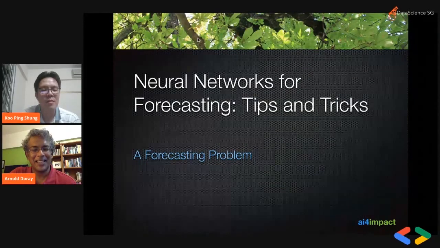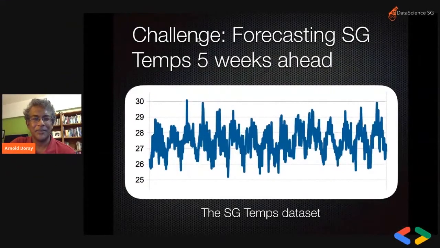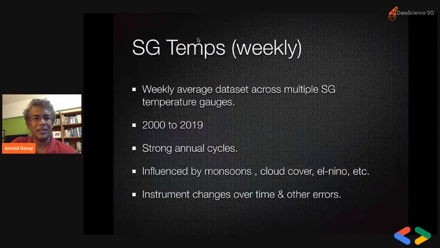So let me just discuss the problem first. It's very simple. We've got this data for Singapore temperatures. They are weekly temperatures, and we're trying to forecast 5 weeks ahead of the present.